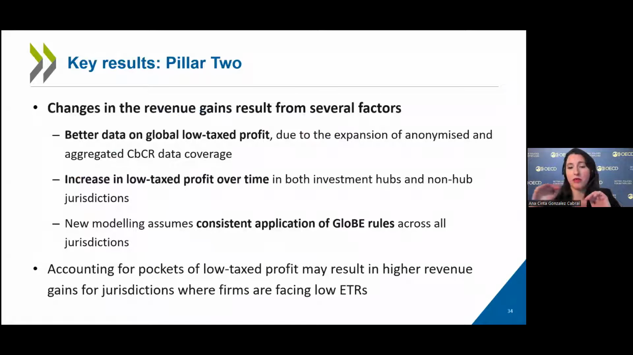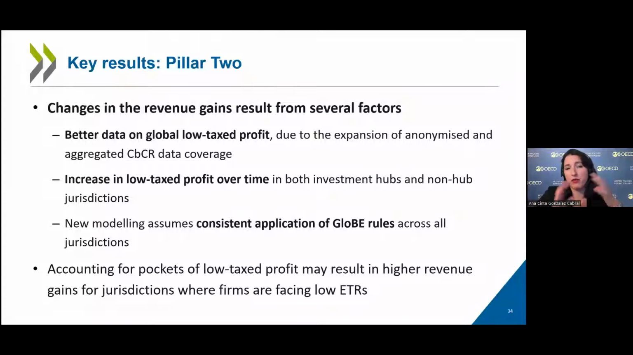In terms of the growth of these revenue gains from Pillar 2, one might wonder where this revenue growth comes from. We can boil that down to three key reasons. The first is, as we mentioned beforehand, we now have better data on the global low tax profit. This is largely due to the expansion of CbCR data. So now we have better data coverage. I mentioned that now 82% of the profits that we cover come from CbCR, whereas we were looking at 60% beforehand. That means we can rely more on hard data and less on extrapolations in the location of these profits.